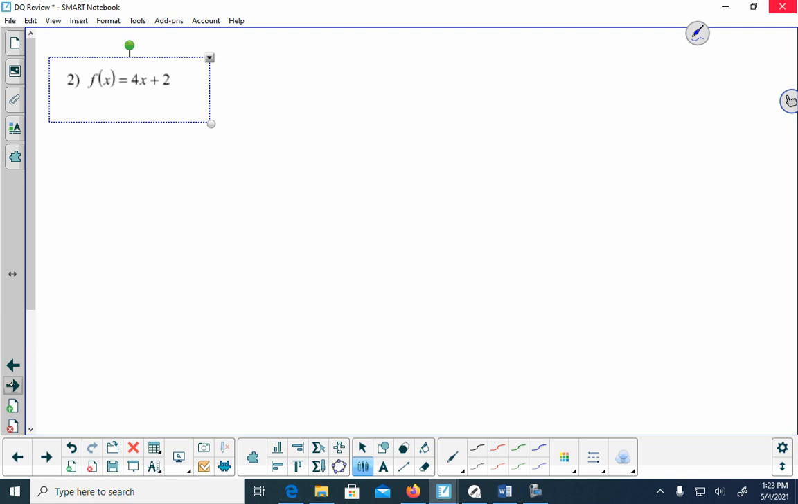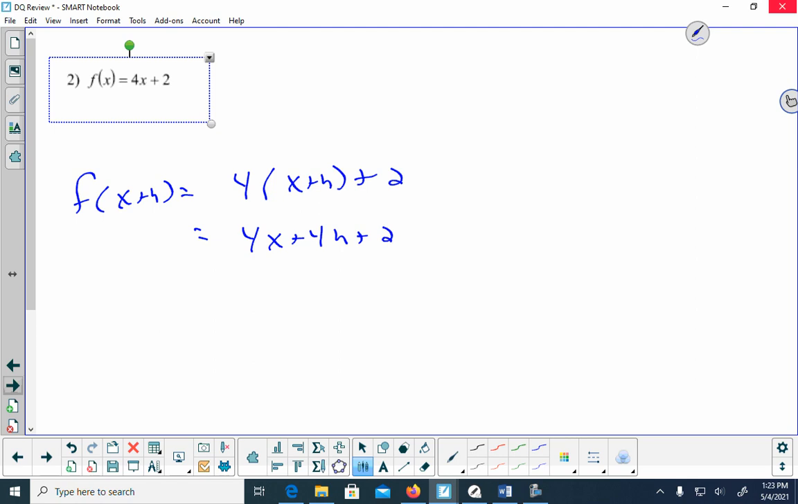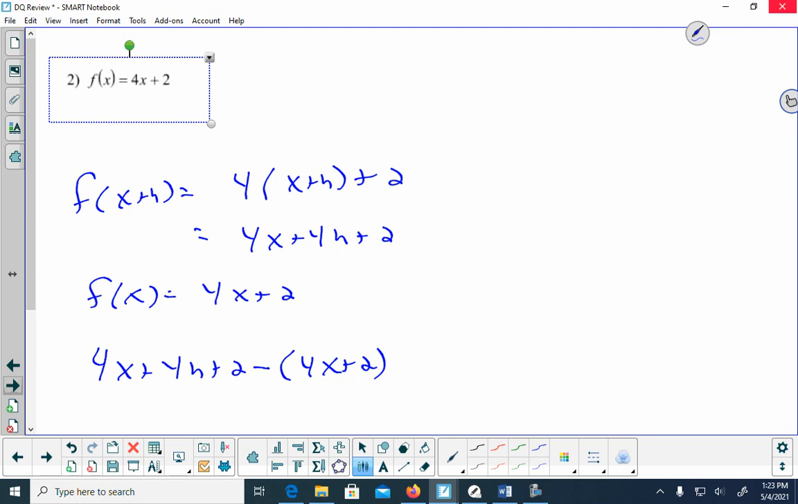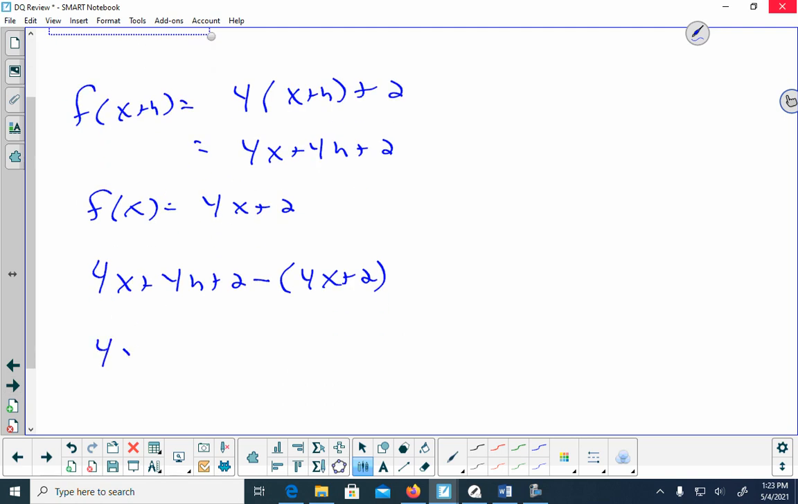Doing number 2, my f of x plus h is going to be 4 times the quantity of x plus h, plus 2. So this will be 4x plus 4h plus 2. F of x is simply 4x plus 2. So I'm going to take f of x plus h minus f of x, remembering to put that in parentheses to distribute my negative sign. So I'm going to have 4x plus 4h plus 2 minus 4x minus 2. Remember, this is all over h.